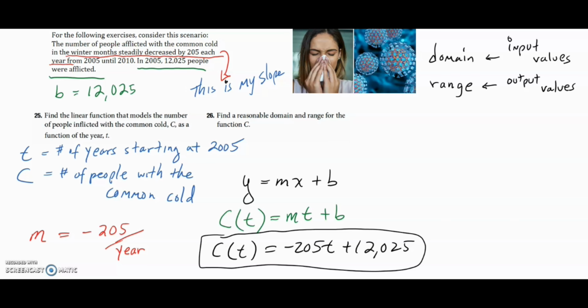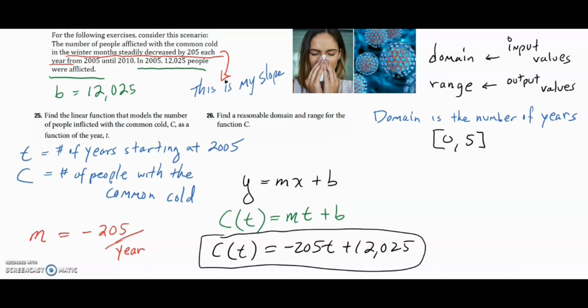2010. Got it. But the domain is not necessarily 2005 to 2010 because our t is the number of years starting at 2005. So 2005 is 0, which means that 2010 must be a 5. Let's write that up. In interval notation, I have written 0 to 5, including the 0, of course, because 2005, and including the 5 because of 2010.